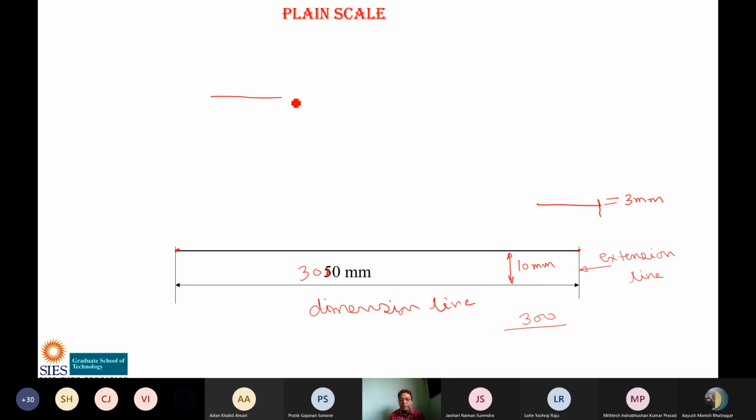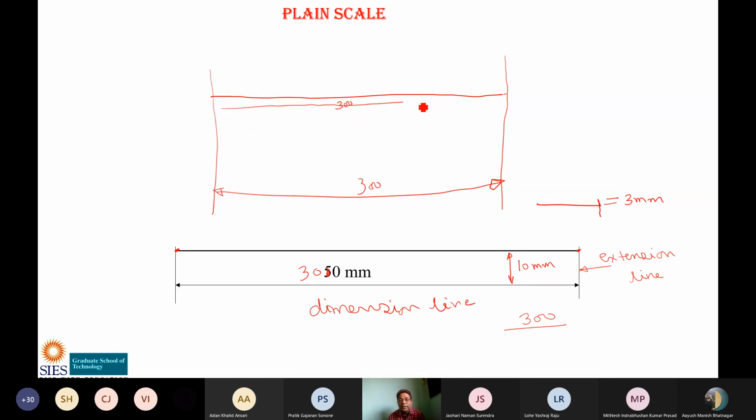Otherwise what will happen? This is the 300 line. Someone may draw the extension line like this and write it here. I am not good at drawing using this tab, as good as I can do on a drawing board, because I had been doing it for years and this is just a year I am using this. So see, I have written here, someone may write here, someone may write here. I will show you students who will write it exactly into the actual line. So this is again creating confusion.